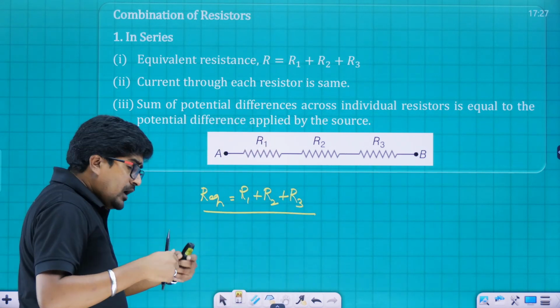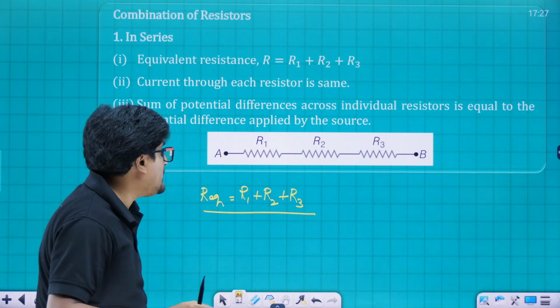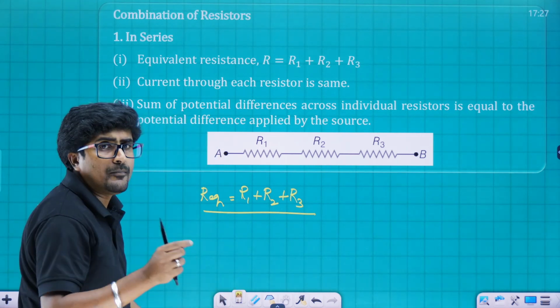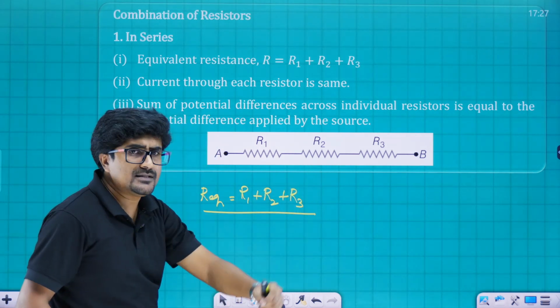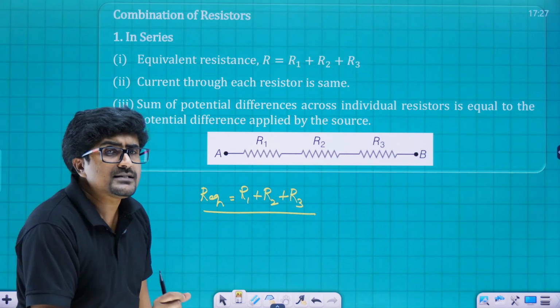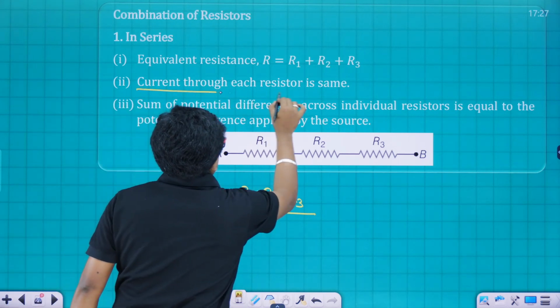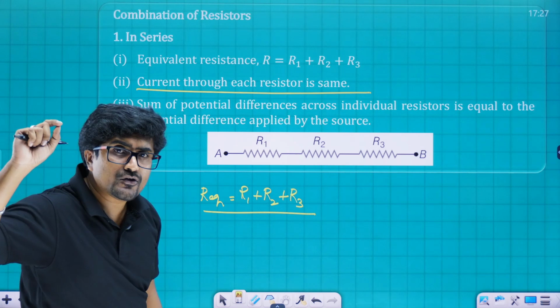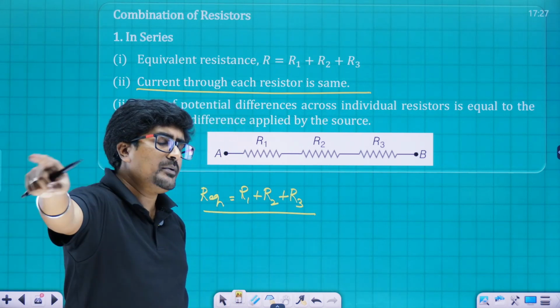Now about this we need to be informed about a few more things. First thing, if I have a series circuit, then the current flowing through all the resistors, through R1, R2 and R3, is going to be the same.